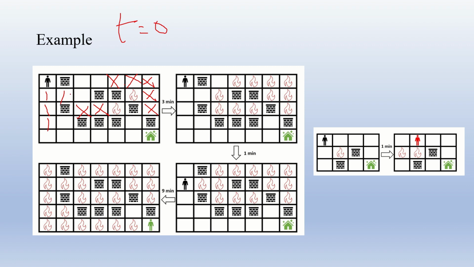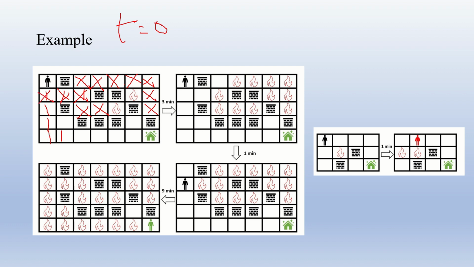At next move, this person can move here. This fire cell will move here. This fire cell will move here. At the next move, the person moves here. This cell will spread fire here and here. Next the person will move here.